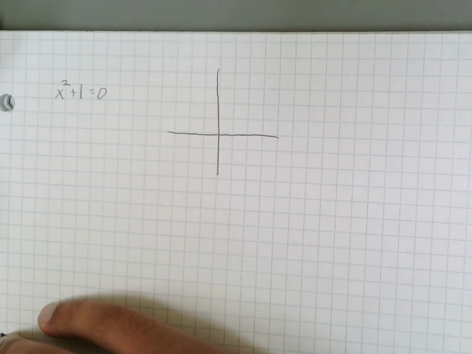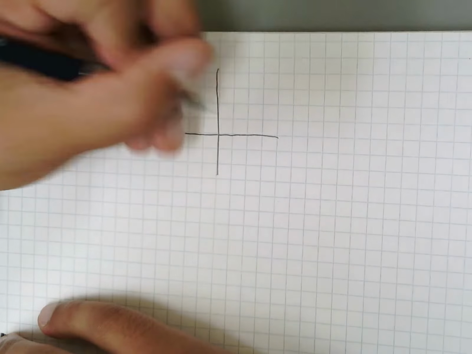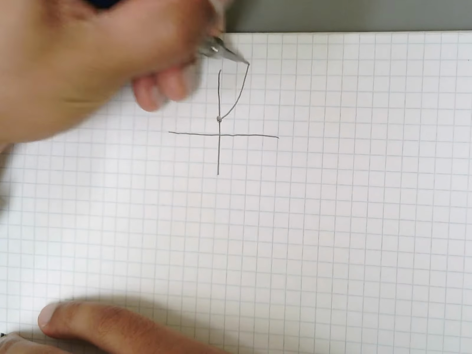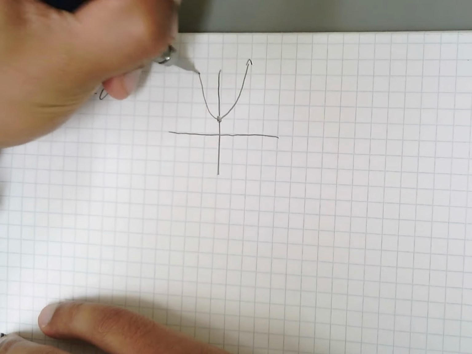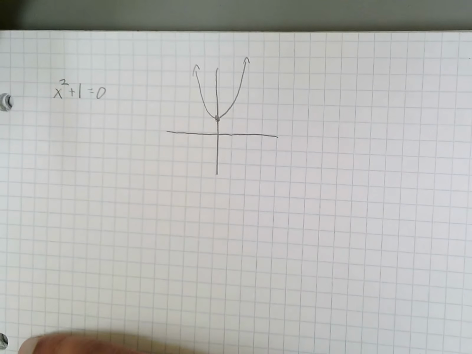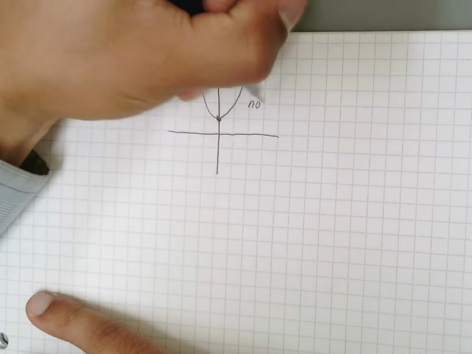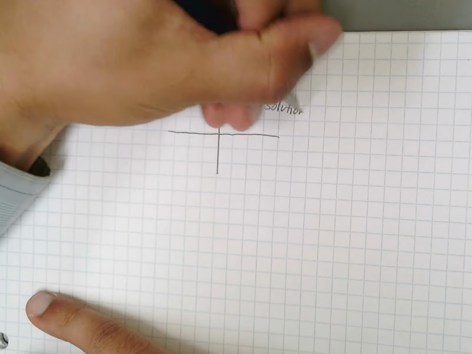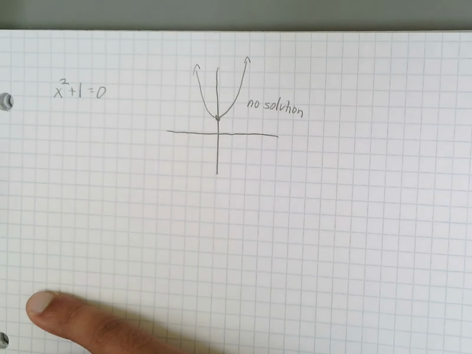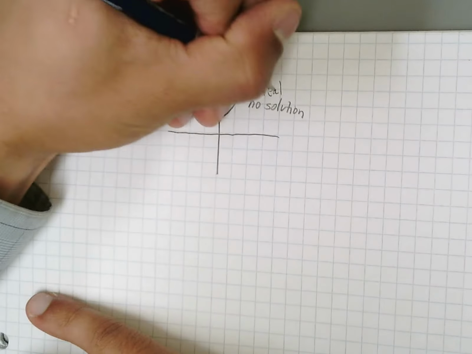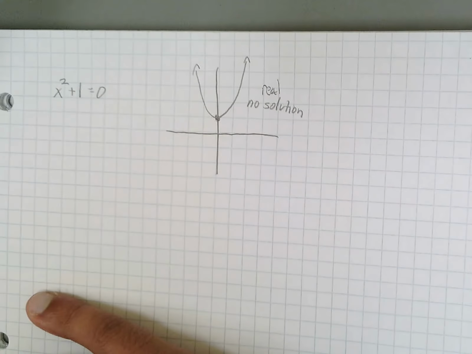If I were to graph this equation, I see that my vertex would be up here, and it opens upward. This graph looks like this. So if I asked you what the solutions were, you would think, okay, what are the x-intercepts? And you'd say there's no solution. It doesn't cross the x-axis. So there's no solution. However, starting today, now that we understand imaginary numbers, we're not going to say no solution anymore. There's no real solution, but there are two imaginary solutions.